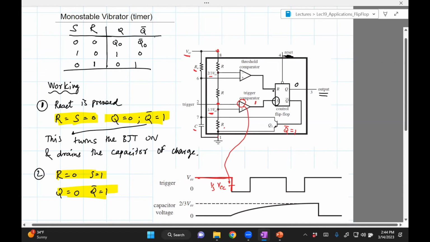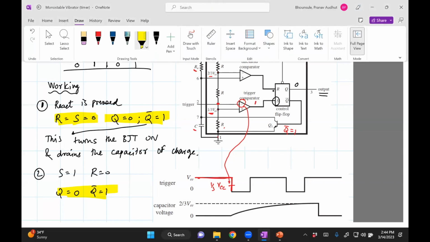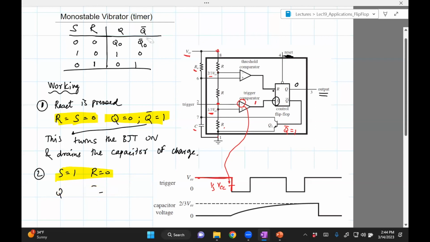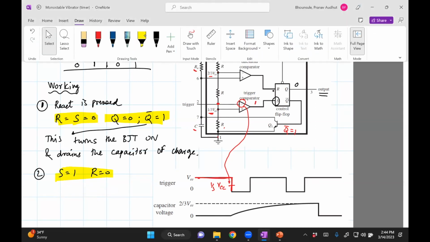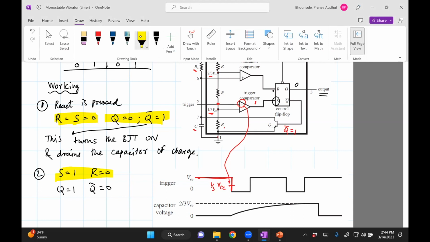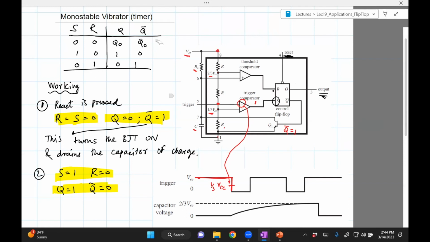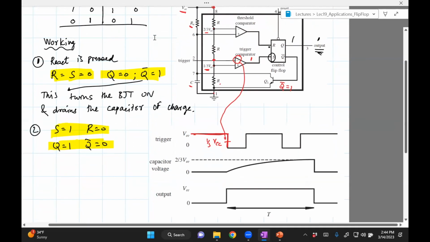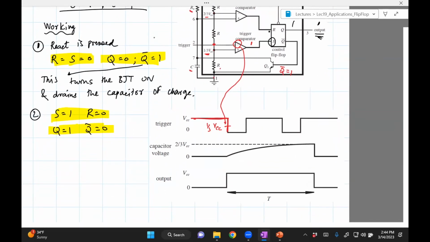Okay, so if S equals 1, R equals 0, okay, so this is incorrect. Q equals 1, Q bar equals 0. So what we care about is Q. Output is 1. So we can see here from the timing diagram that once it reaches 1/3 VCC, this goes 1.